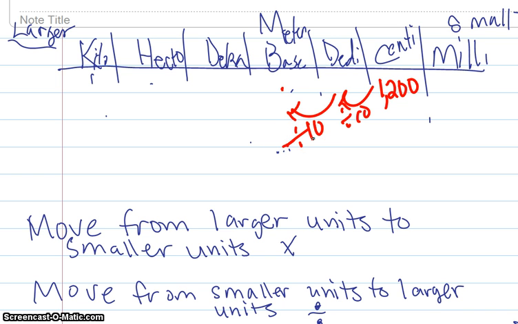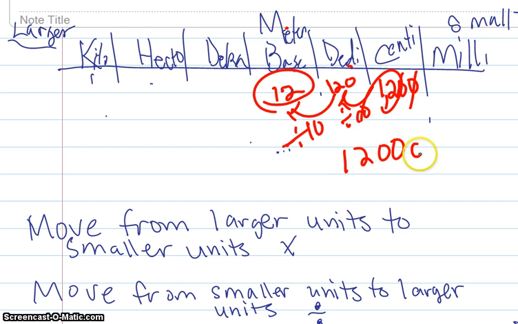When I do that, this becomes 120, and then it becomes 12. Or I can just move over 2 places, take off 2 zeros, and I'm left with 12 meters. So 1,200 centimeters equals 12 meters.